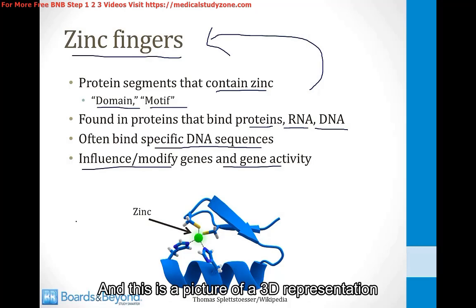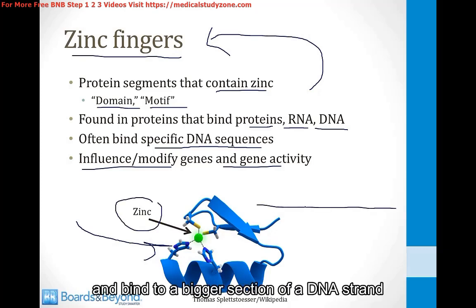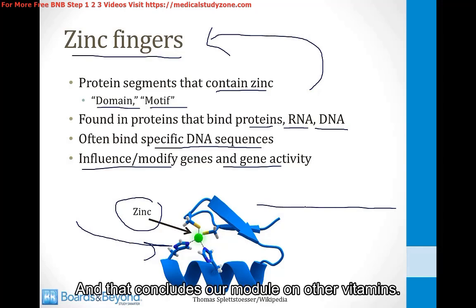And this is a picture of a 3D representation of a zinc finger. You can see that zinc is in the middle of it, and this could go and bind to a bigger section of a DNA strand and activate a particular gene or deactivate a particular segment of that gene. And that concludes our module on other vitamins.